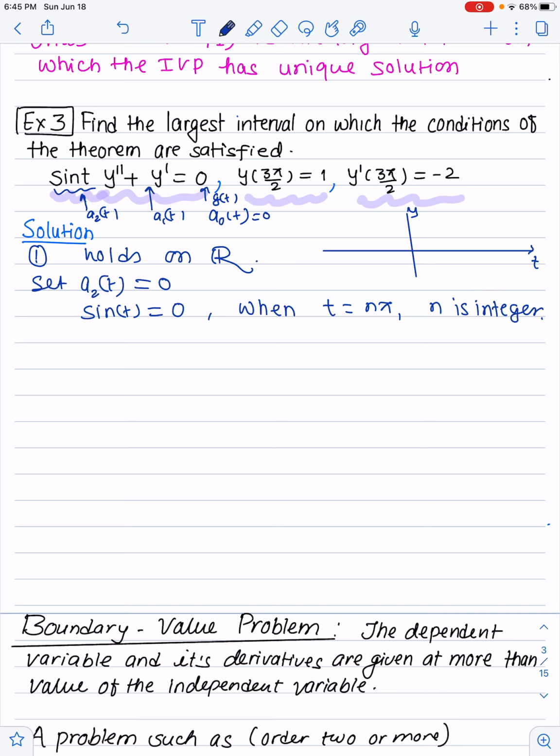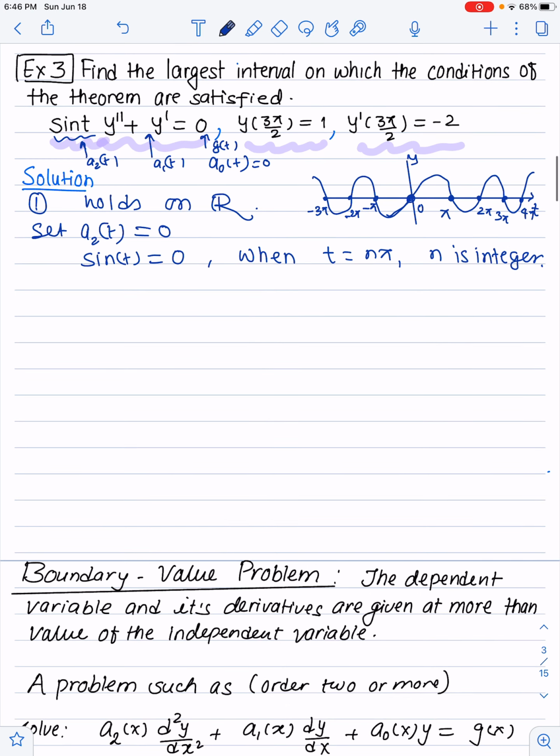That means, you might know that the graph of sine t would look like this. All right, so this is 0, this is pi, this is 2 pi, this is 3 pi, this is 4 pi, and minus pi, minus 2 pi, minus 3 pi, and so on. So the sine function is 0 at these points, right?